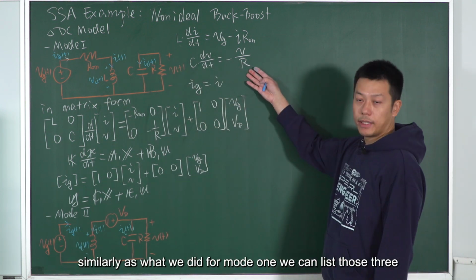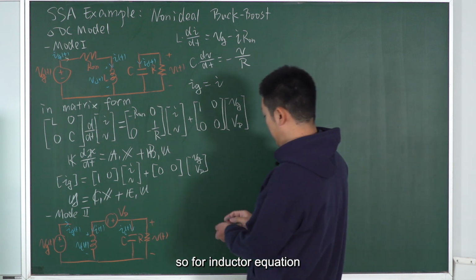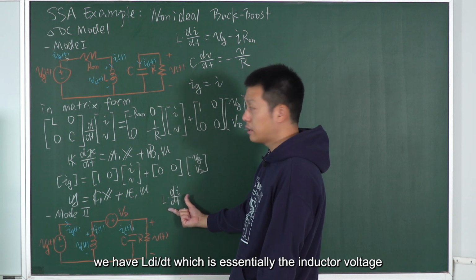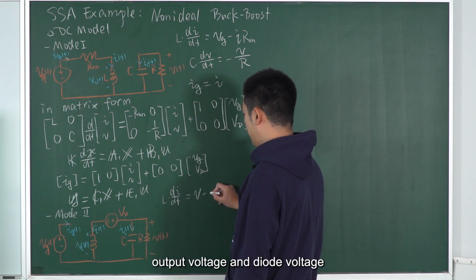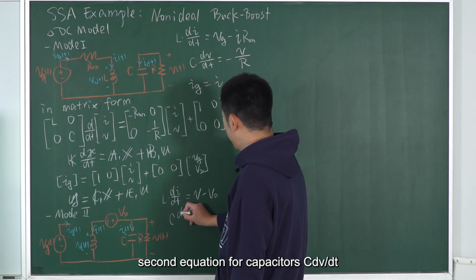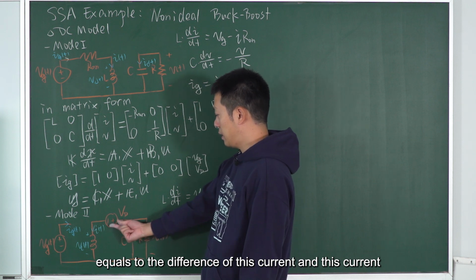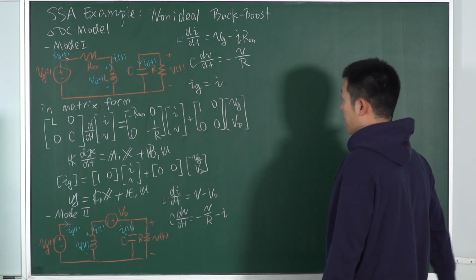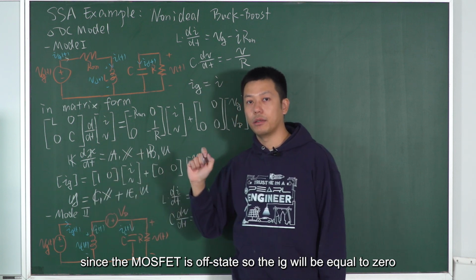So similarly as what we did for mode 1, we can list those three state equations and output equations. So for the inductor equation, we have L di over dt, which is essentially the inductor voltage based on KVL in this loop. So this quantity equals the difference between the output voltage and the diode voltage. The second equation for the capacitor is C dV over dt, which, based on KCL in this node, equals the difference of this current and this current, which is minus V over R minus the inductor current. And for the input current, since the MOSFET is in off state, the IG will be equal to 0.